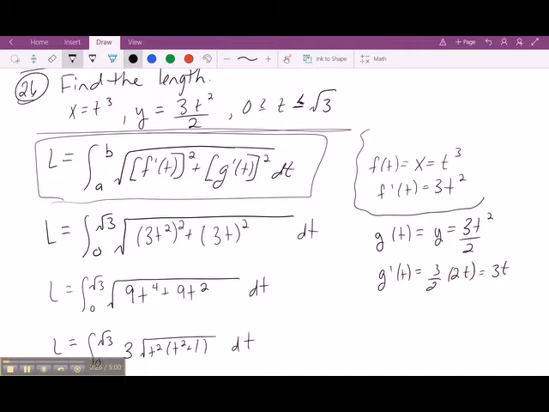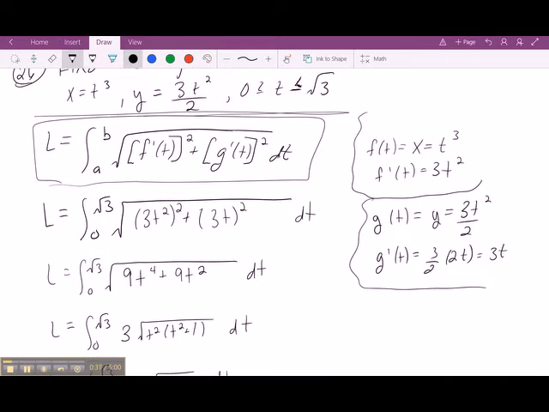So that's t cubed. So we take the first derivative of that with respect to t, and we get 3t squared. And then I've also found the derivative of g, which is your y. So the derivative of 3 halves t squared is equal to 3t. And we need to take those values and plug them into our formula. So we get 3t squared, the quantity squared, plus 3t, the quantity squared.